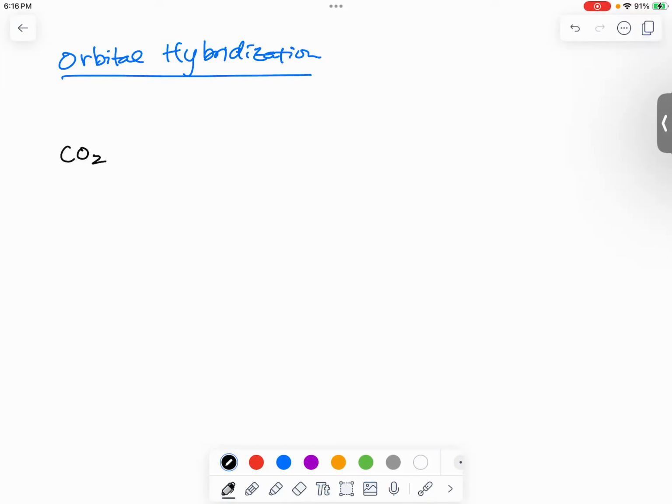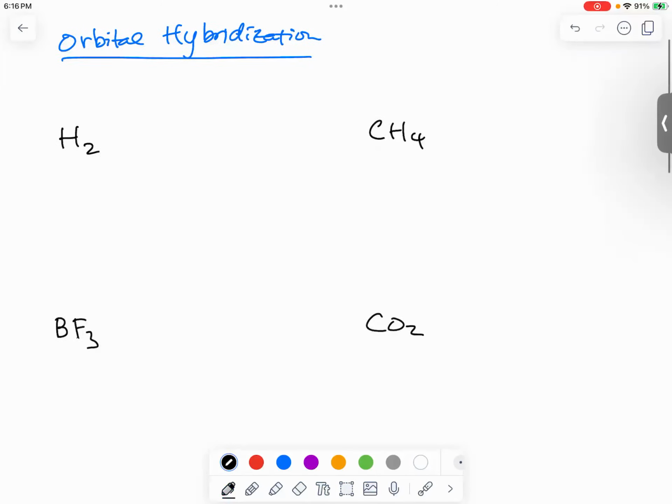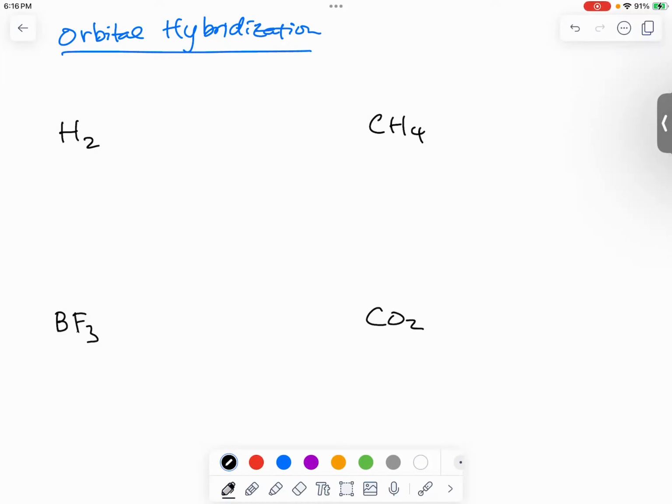Actually, let me step back a little bit. Let's start with H2. H2 first. And then let's draw CH4. All right, CH4. Let's draw something like BF3. And then we draw CO2. So let's go ahead and draw these four diagrams. You can pause the video and draw them.